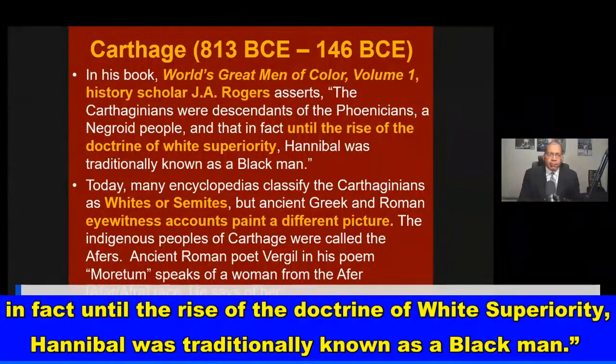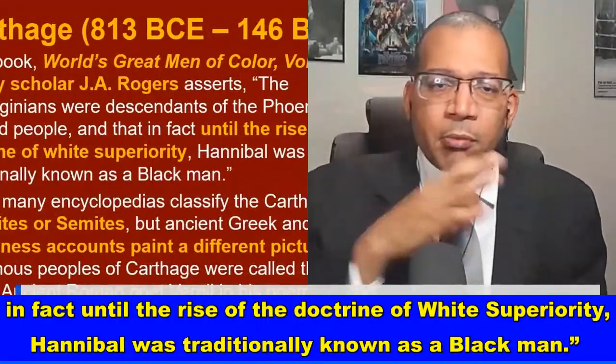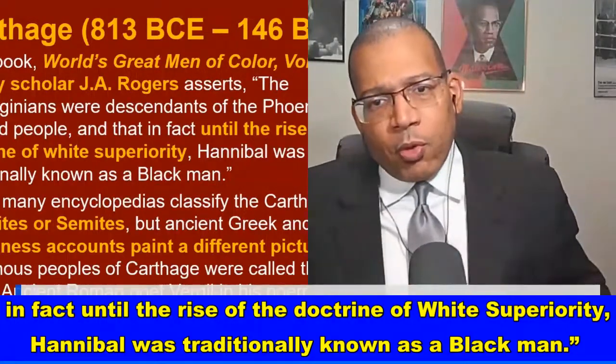Now, in his book World's Great Men of Color, Volume 1, history scholar J.A. Rogers asserts that the Carthaginians were descendants of the Phoenicians, a Negroid people, and that, in fact, until the rise of the doctrine of white superiority, Hannibal was traditionally known as a Black man. Now, this is extremely important because on the History Channel in 2016, they had a series called Barbarians Rising, and I watched it. It dealt with 700 years of invasions in the Roman Empire, leading to the fall of the western portion of the Roman Empire.